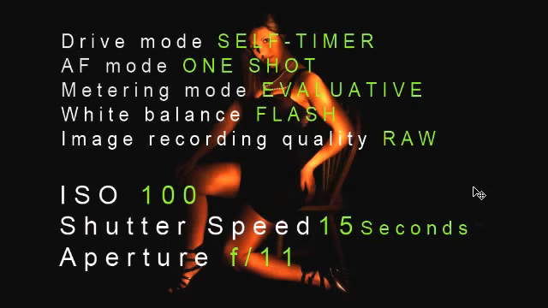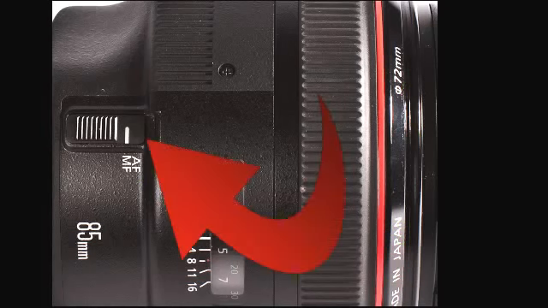ISO is going to be 100 because I'm trying to keep the noise down in this, and I want 15 seconds because it's going to give me enough time to light up parts that I want lit up. I have to go to aperture 11 to allow me to have 15 seconds. Now that I have all this set up, what I do is I focus on her, then switch to manual focus on the lens itself.